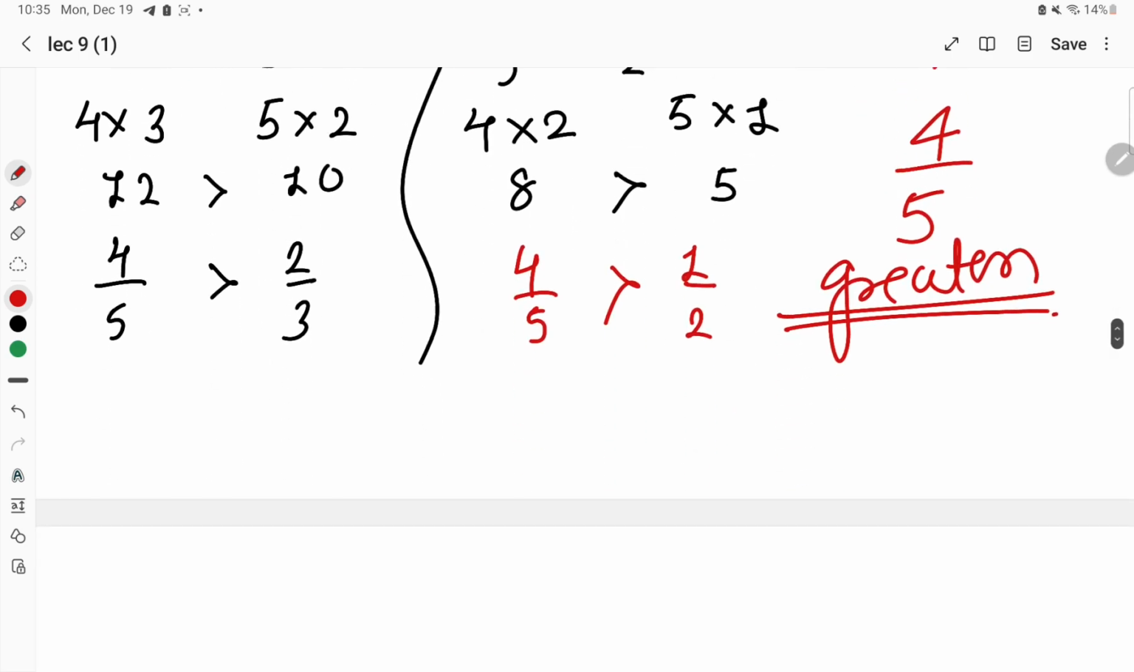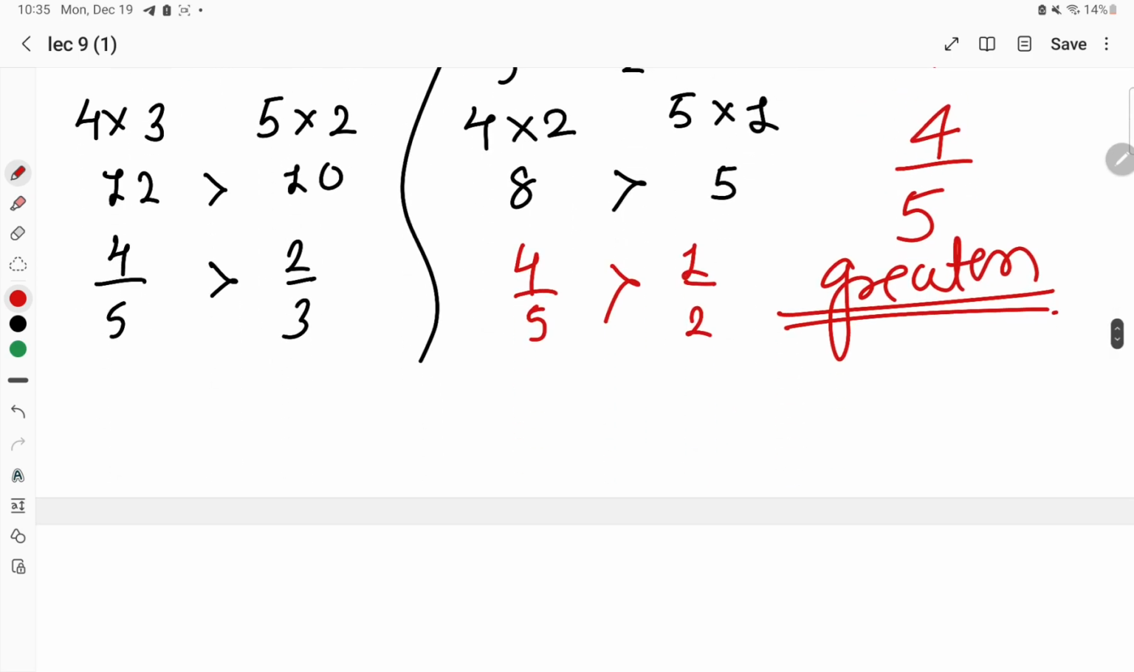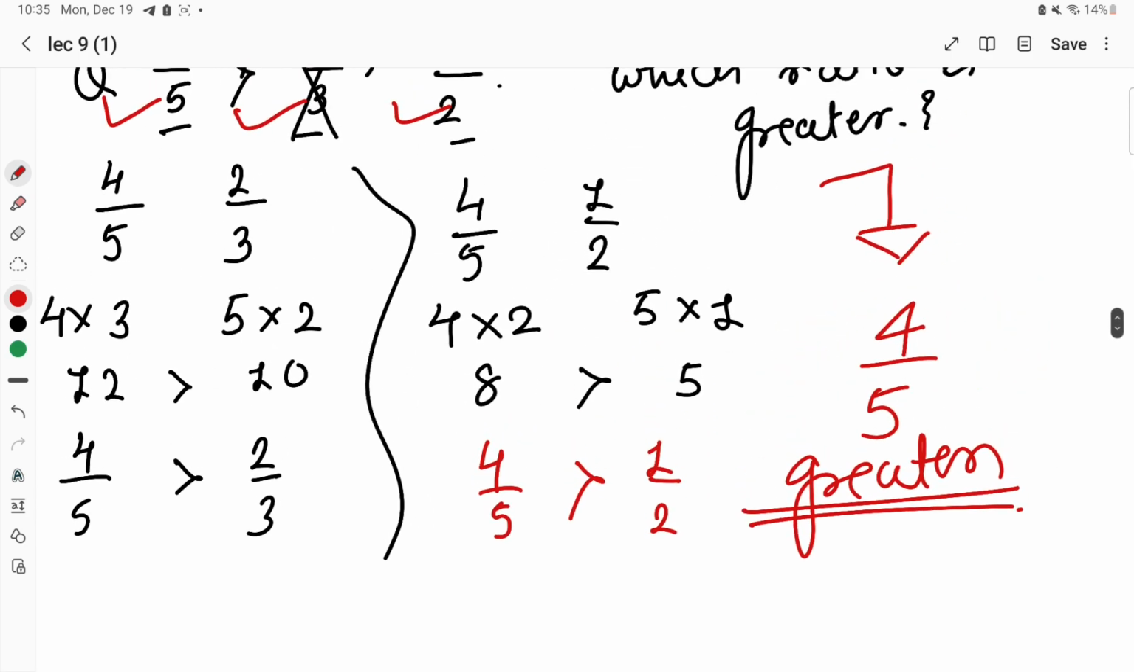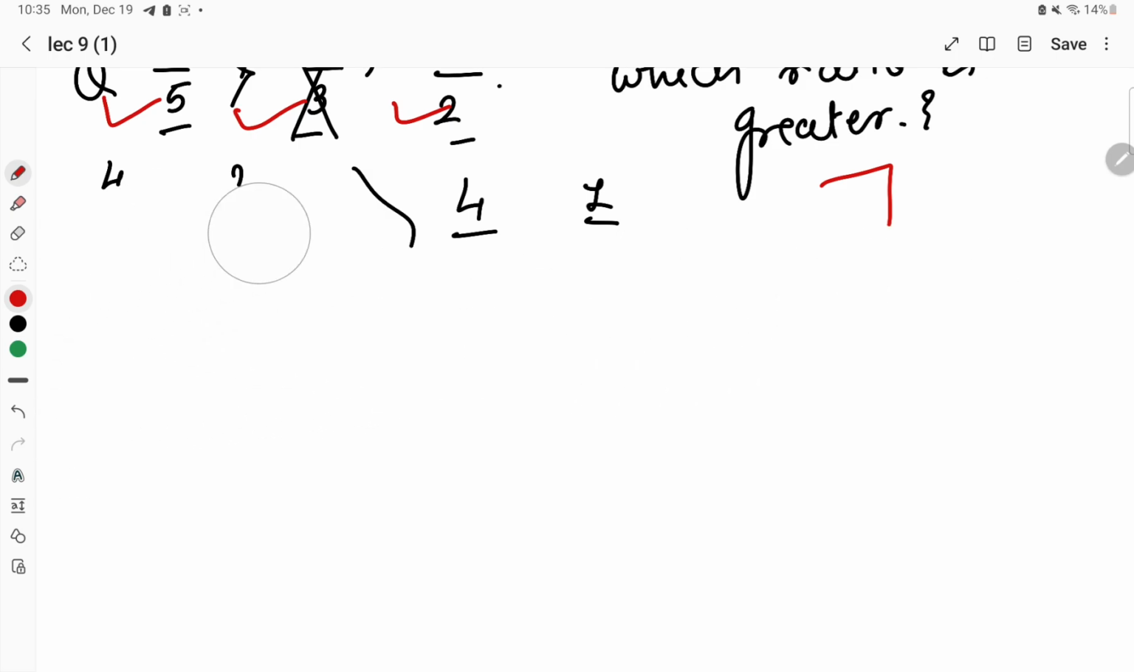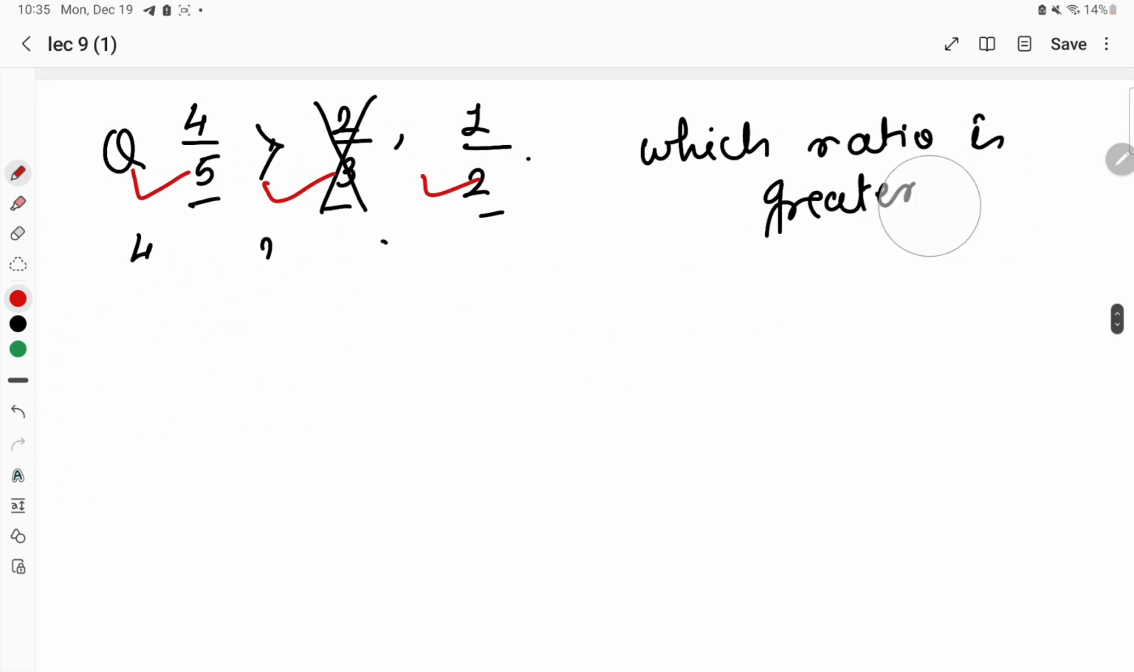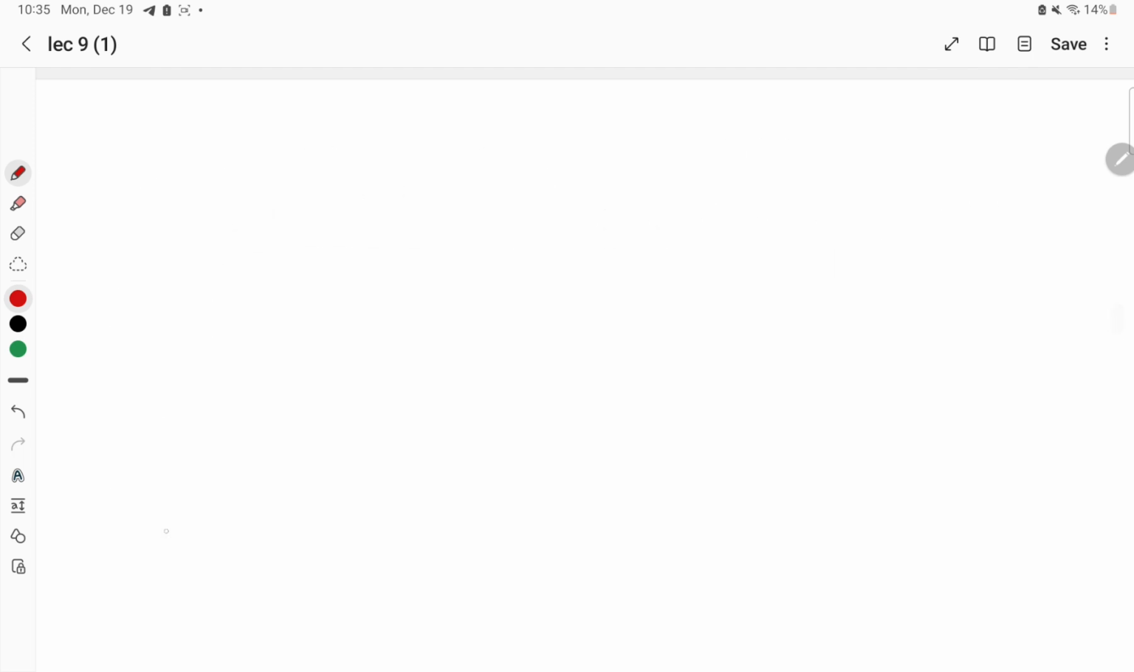Okay, now moving on to the next question. This was one category, one type of question that can be asked in the examination. So we must know each and everything regarding ratio and proportion. Okay, so let's move to the next type.